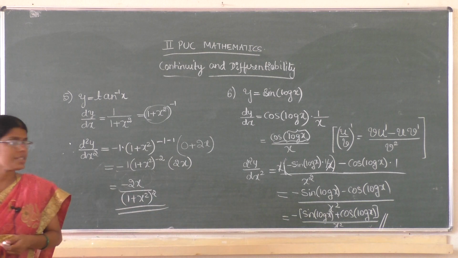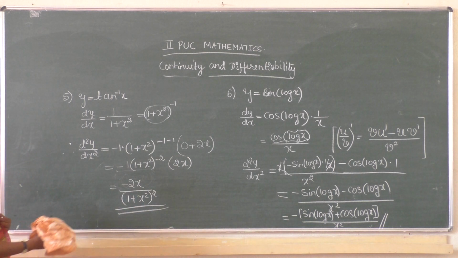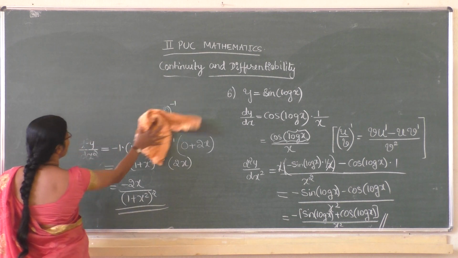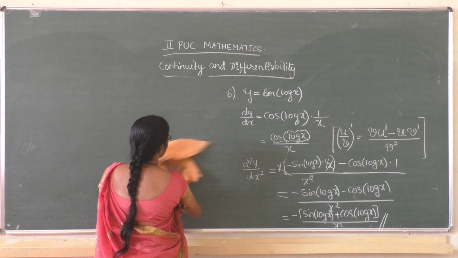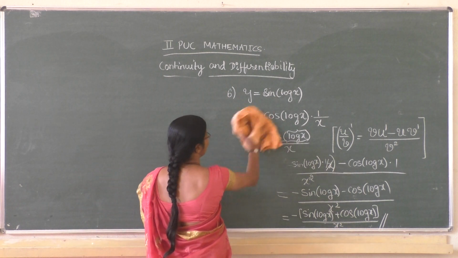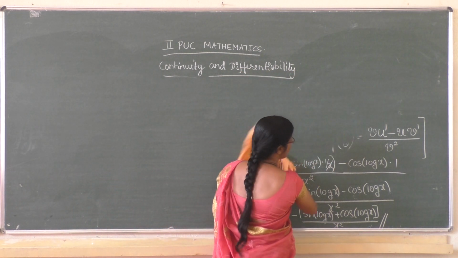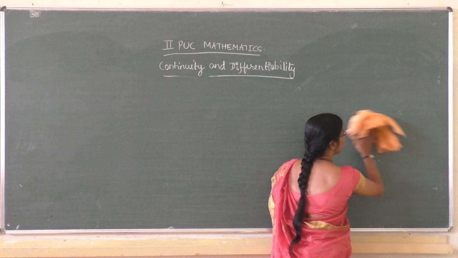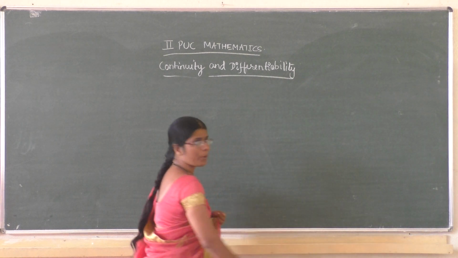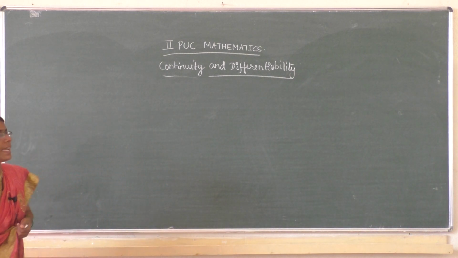Okay, so this is how we get the second order derivative when different functions are given. So in all differentiation, either we have to use standard derivatives or some rules of differentiation, the same which we followed to get the first order derivative. Similar process we use to find the second order derivative.